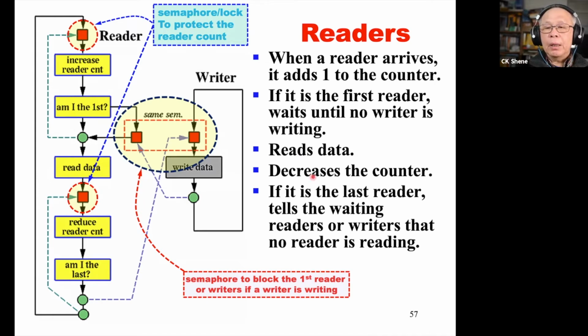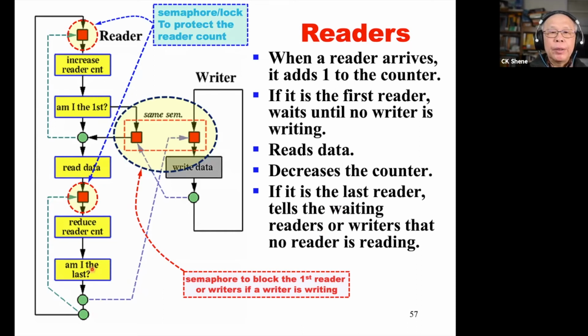After finishing reading, it decreases the counter. Now we have one more step there. Because the reader controls the reader count variable, the writers may not know it. Therefore, just like the last customer, please turn off the light. So upon exit, if this is the last reader, this last reader must tell some waiting readers or writers that no reader is reading. So this is what the reader is going to do.